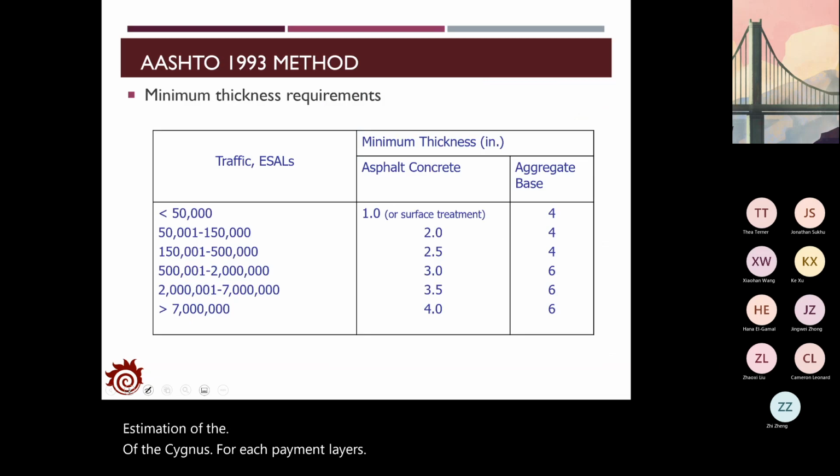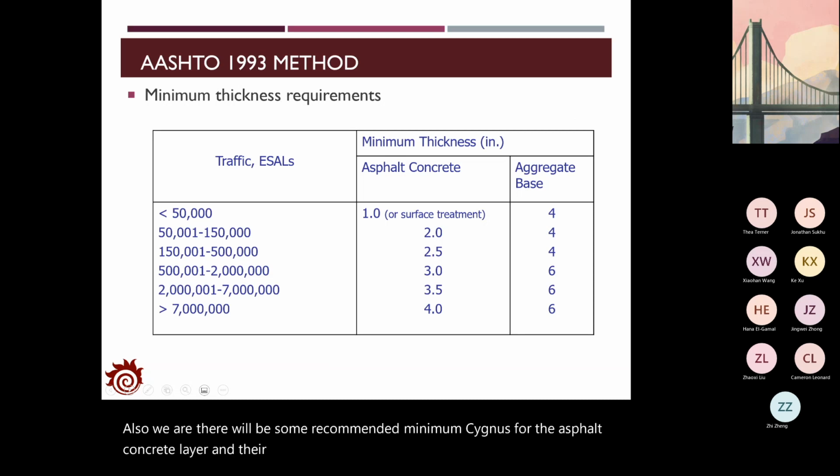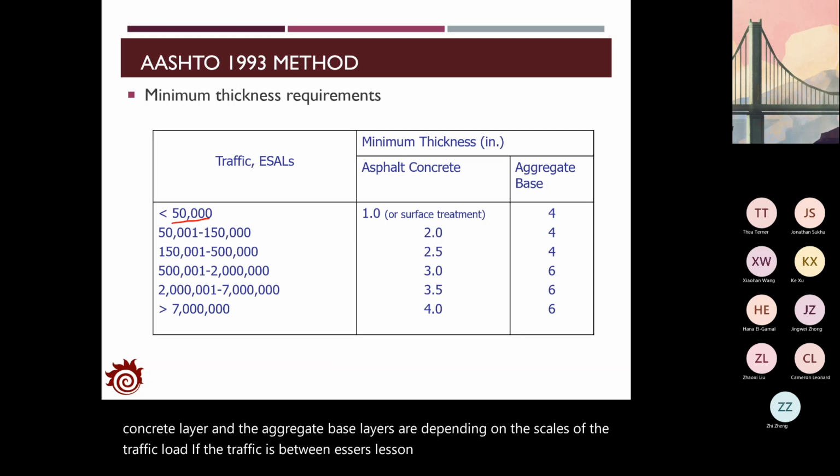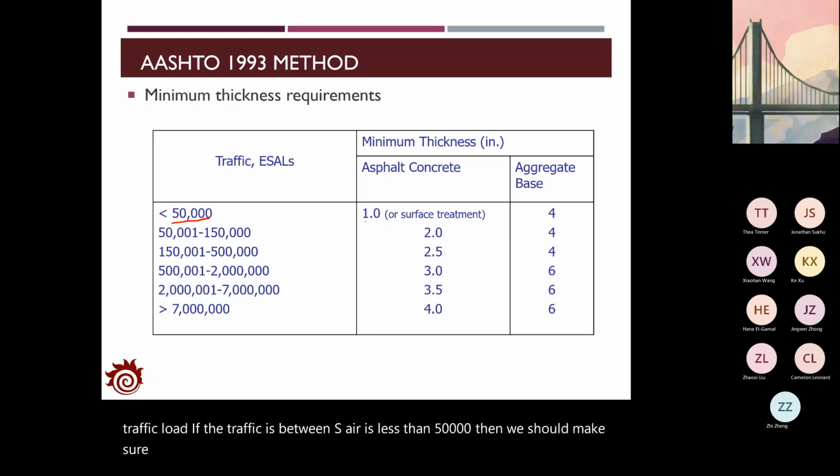Also, there will be some recommended minimum thickness for the asphalt concrete layer and the aggregate base layers, depending on the scales of the traffic load. If the traffic ESAL is less than 50,000, then we should make sure that the asphalt concrete layer is at least 1 inch and the base layer should be at least 4 inches.